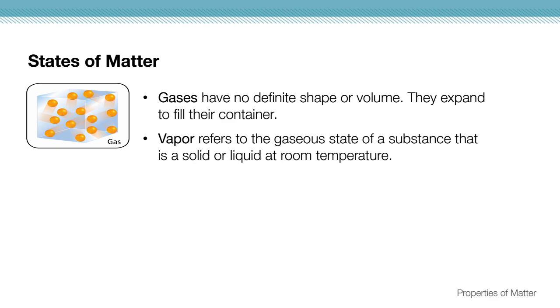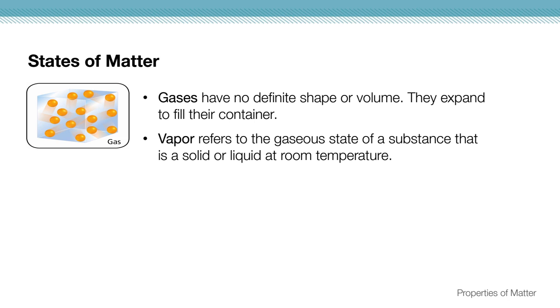Then we have gases and vapors. They do not have a definite shape or volume. They take the shape and the volume of their container. So if you put it in a 100 milliliter flask versus a 3-liter flask, it's going to take up the volume of whatever container you put it in.